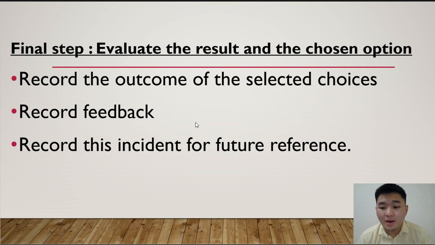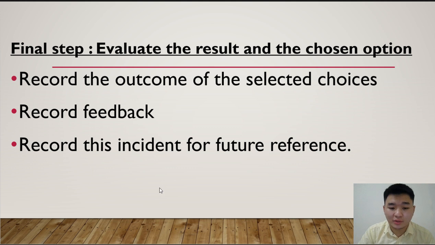This is because different alternative options will have different outcomes. And this is why you need to record feedback, not from yourself only, but from friends, family, and co-workers around you. Maybe they'll give you new ideas or thoughts on how to solve the same problem in the future. You might learn something from there also.